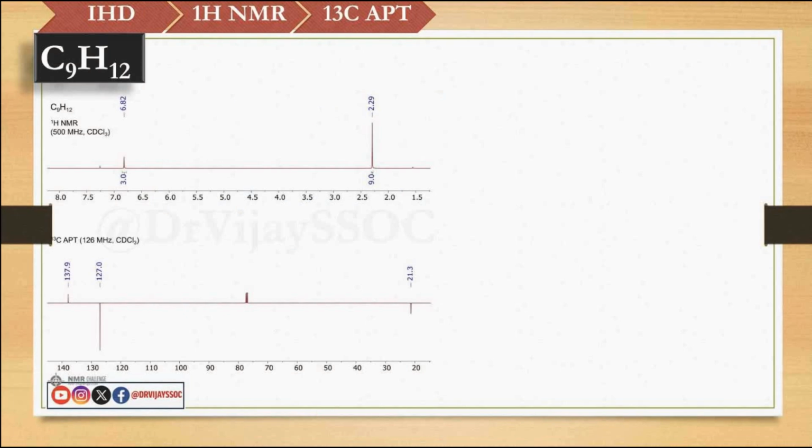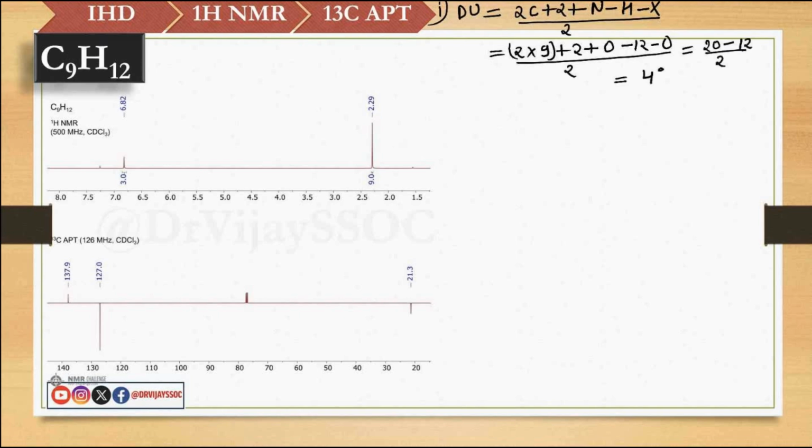So after revision, now we are ready to solve this challenge. First we will calculate the index of hydrogen deficiency, also known as degree of unsaturation. The formula is (2C plus 2 plus nitrogen minus hydrogen minus halogen) divided by 2. So there are 9 carbons multiplied by 2 plus 2 plus 0 nitrogen, 12 hydrogen, minus no halogen, divided by 2. So it would be 4 degrees of unsaturation.